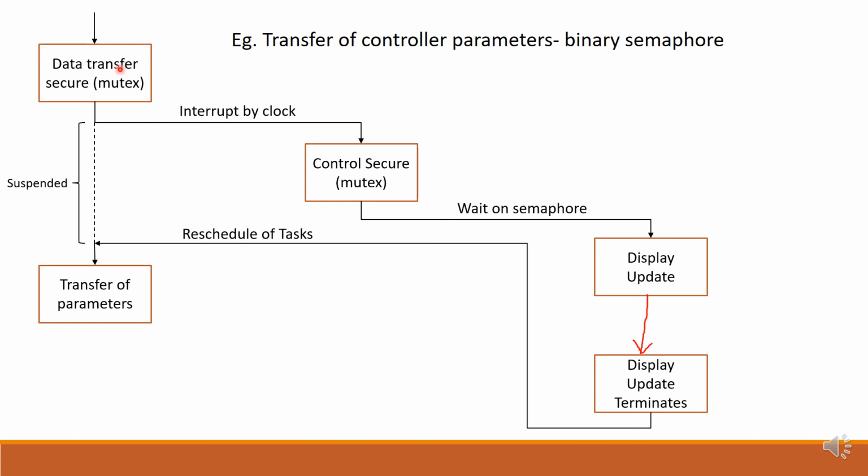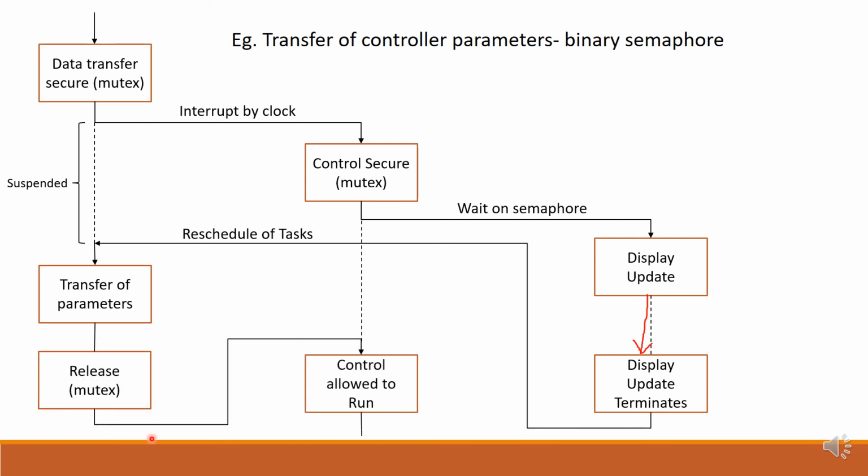Since the data transfer task is the next highest priority task, this will be executed. So it will transfer the parameters. After this task is completed, it releases the mutex to the controller task. This releases the mutex because the usage of the display task is done, and the usage of the data transfer task is also done. Now the leftover task is the controller task. Then the controller is allowed to run.